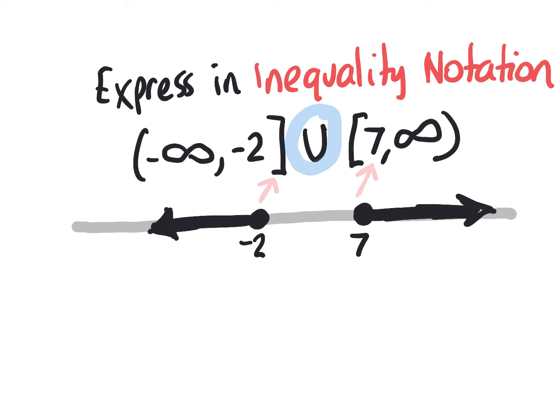Once I have that visualized, it's easier for me to say, oh, I'm looking at all the x's that are less than or equal to -2, and I'm also looking at all the x's that are greater than or equal to 7. So we're considering x is less than or equal to -2, or x is greater than or equal to 7. So that's another way they could ask.